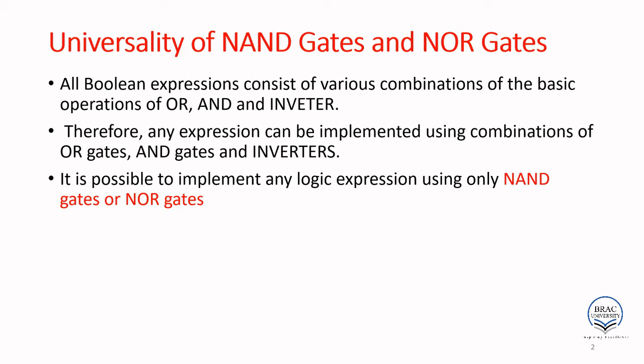All Boolean expressions consist of various combinations of the basic operations AND, OR and an inverter. Therefore, any expression can be implemented using a combination of OR gate, AND gate and inverter. It is possible to implement any logic expression using only NAND gates or only NOR gates. So that's why NAND gate and NOR gate, these two gates, are called universal gates, because using these two gates you can implement AND, OR and an inverter. Now let's check how we can do it.